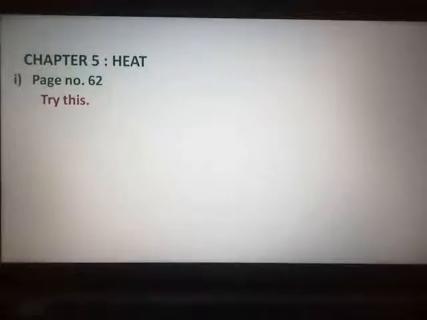63 there is no reduction. 64, 65 page number no reduction. 66 no reduction. All of you refer page number 67. The green colored block towards the end, introduction to scientist about Joule, that you have to remove. Page number 67, introduction to scientist.